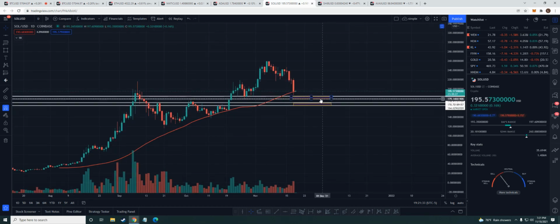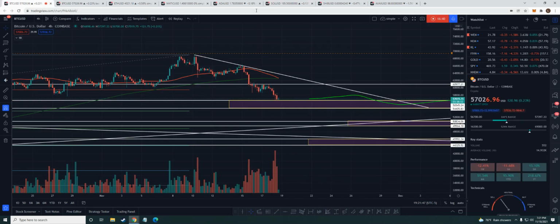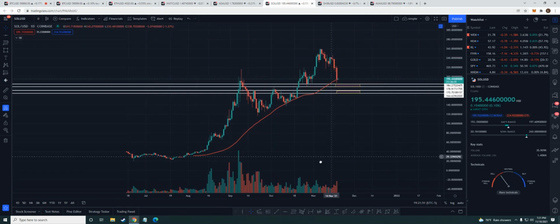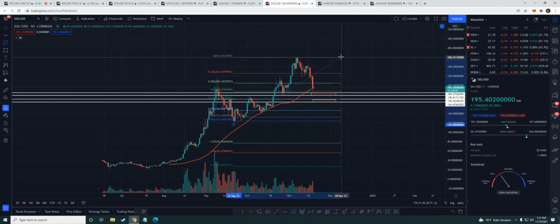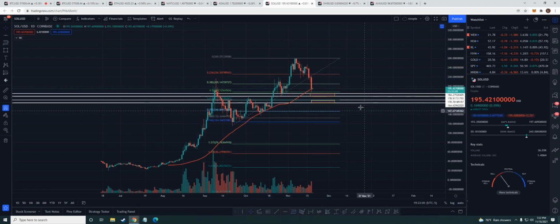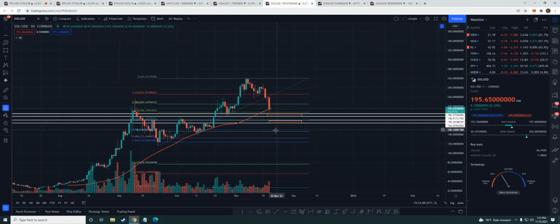Solana area of concern, 185, let's say, and 178, and then we got 170 and 164. Those are my areas of concern. Let's see how much time I got left. Okay, I got a little bit of time. Let's do a fib retracement. We're going to start from this low right here to this high. And the 618 is coming in right around my point right here, right around 170. So that could be an area of concern. So keep an eye on that, guys.